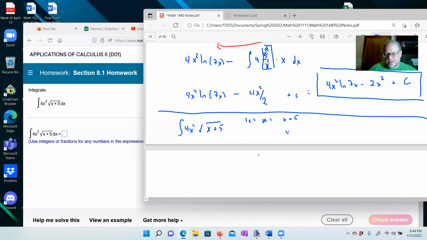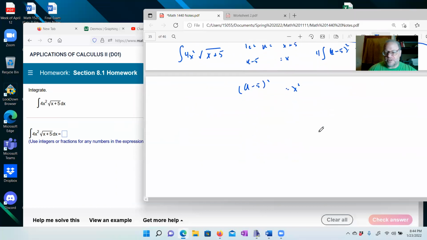If we say x is equal to u minus 5, and then we have x squared here, so we would say x squared equals u minus 5 squared. So we could integrate instead 4 times u minus 5 squared times u, that's x plus 5, and then we could go about it that way. So you didn't need to use integration by parts here, but we could, and we're going to.